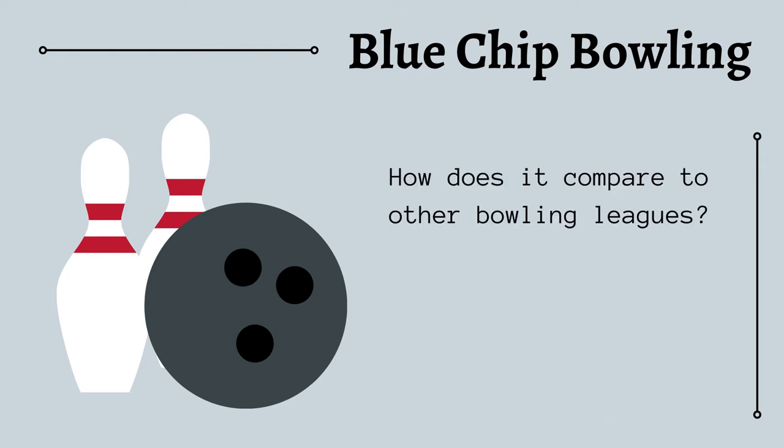Blue Chip conferences do not use handicaps to aid scores to even the playing field between teams and players. All scores are scratch totals.